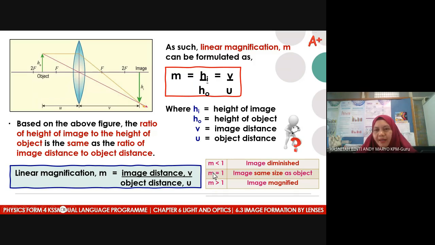If later you find M exactly equal to 1, it means the object and image are of the same size. And when you do the calculation and find M greater than 1, we understand our image is greater than the object, or we say the image has been magnified. Remember, very simple: M less than 1, image diminished. M equal to 1, image same size as object. M greater than 1, image is magnified.